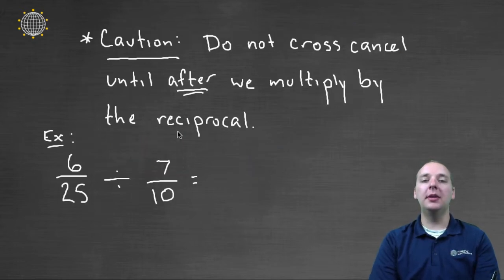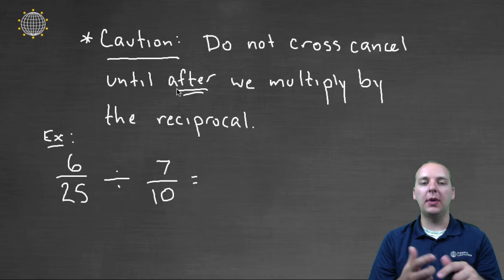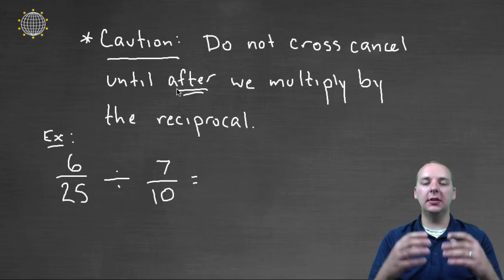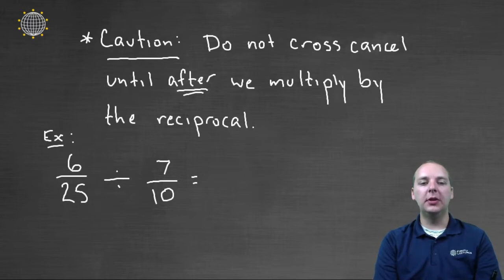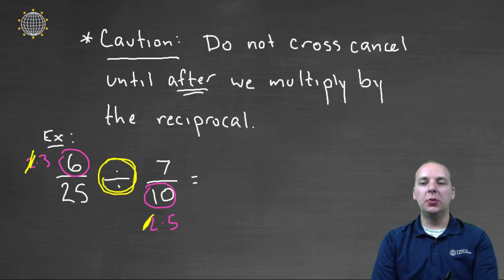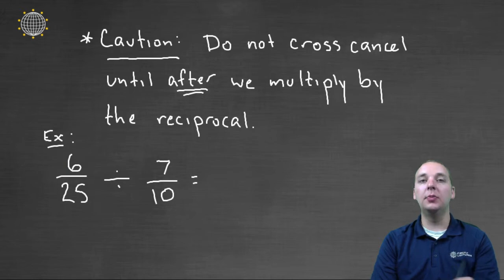All right, number two, here's probably the biggest by far. Do not cross cancel until after we're multiplying by the reciprocal. Students love cross canceling because it simplifies the fractions down and it sounds so appealing. For example, here I see a 6 and a 10, and I know that 6 is 2 times 3 and 10 is 2 times 5. I would really love to cancel these 2's. That would be awesome. But the problem is I can't do that. Why? Because this is still division. So first of all, I have to take the reciprocal and change that into multiplication. Then we'll worry about cross-canceling and all those good things.